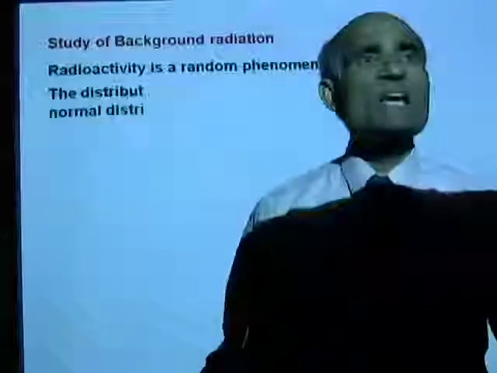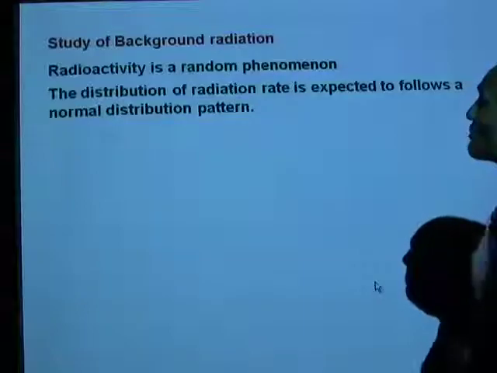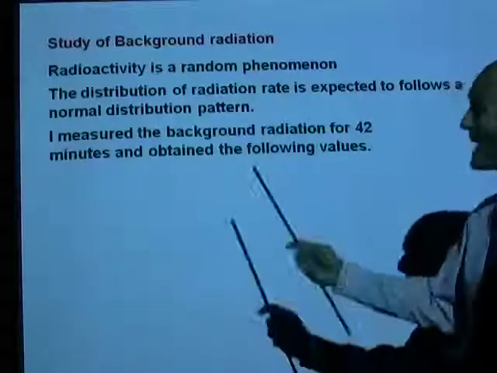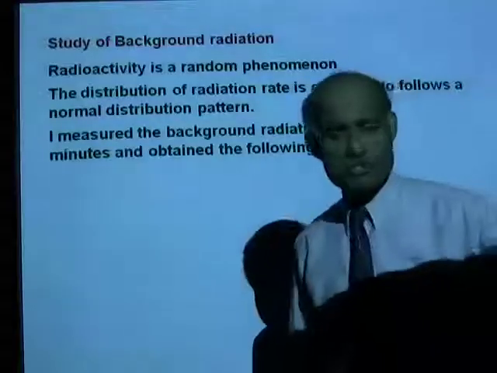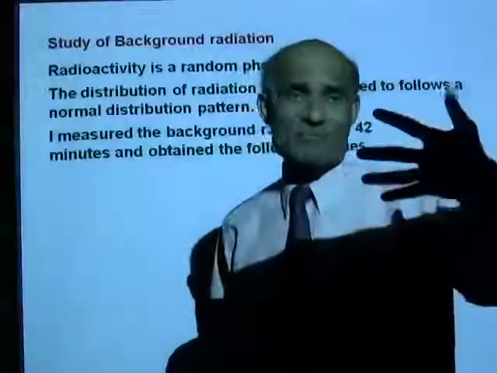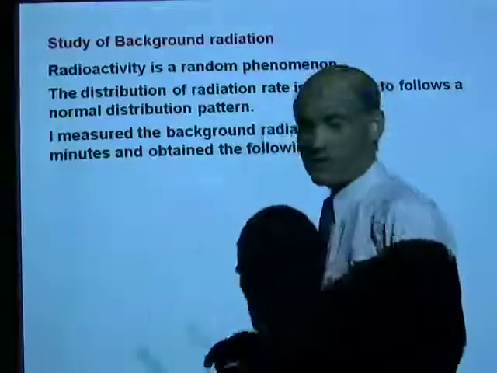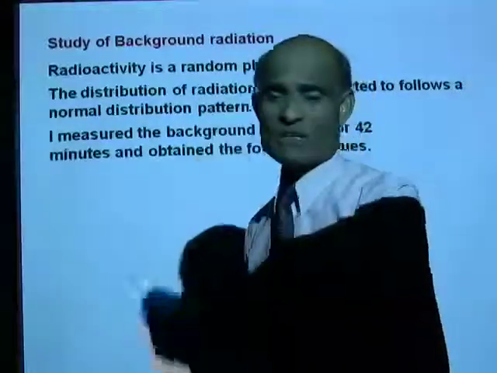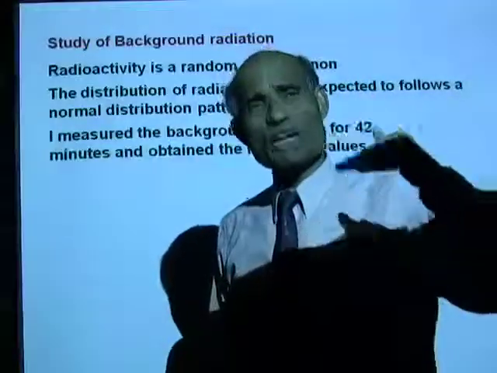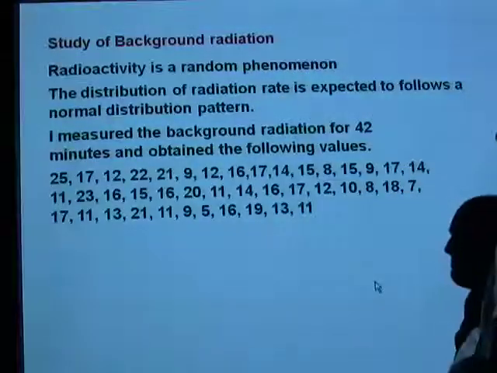Now, I measured the background radiation. The distribution of radiation rate is expected to follow a normal distribution. So what I did is, I measured the background radiation for 42 minutes. Since I cannot make a video as long as that in class, I used this handheld instrument to measure the radiations. I measured for each minute, and I did it for 42 minutes, and this is the result.